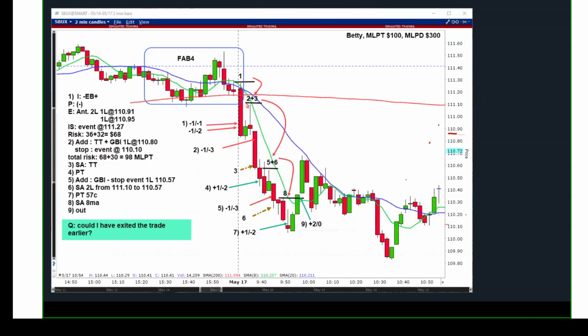So it would have been better if you just maintained your stop here, and then you would have added to the trade. Here, add again, right? Bring that stop down, take profits on the new low, protect your trade here, okay? And out. That's the way to do it.